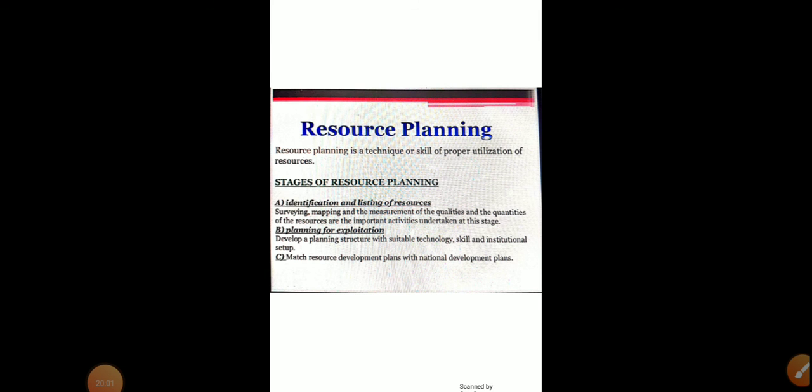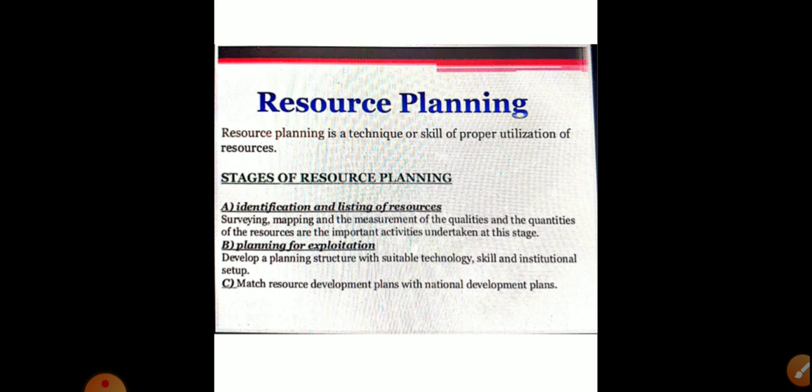Resource planning, what do you mean by resource planning? क्या होती है resource planning? Resource planning, it is a technique or skill or judicious use of resources. ये क्या है? एक तरह की टेक्निक है, एक तरह की स्किल है जिसके थ्रू हम रिसोर्सेज को क्या करते हैं? जुडिशियस यूज करते हैं. दैट इज नोन एज रिसोर्स प्लानिंग.